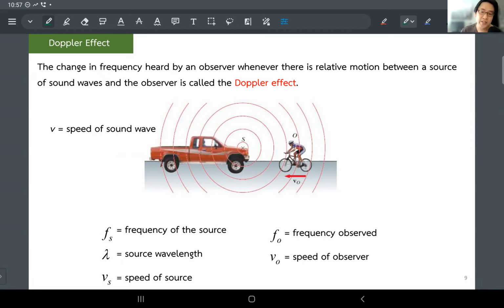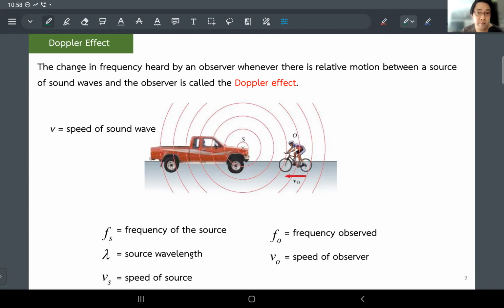So that changing of the frequency due to the movement of the source, that is the Doppler effect. That's it, guys. Simple. Okay, so what we are going to try to calculate here is what is going to be the frequency that we are observing.